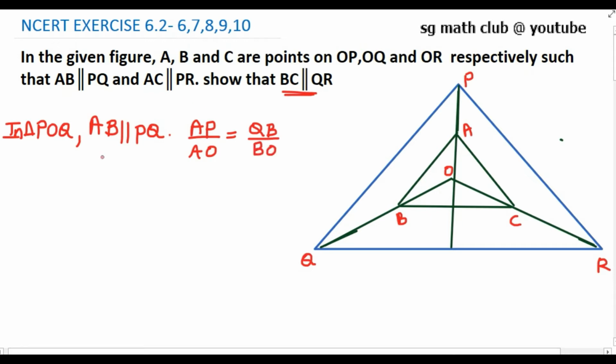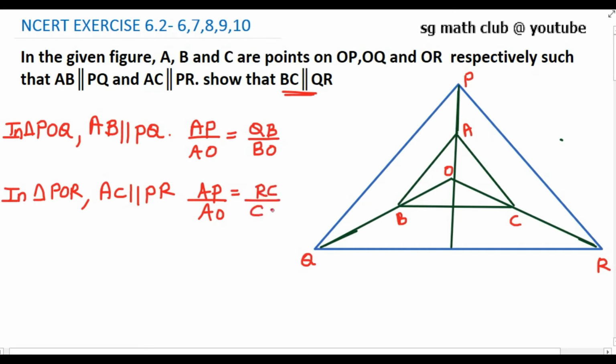In the same way, use the next condition they have given: AC is parallel to PR, which is for triangle POR. So by Thales' theorem again I can write AP divided by AO is equal to RC divided by CO. Now if you call these equation 1 and 2, the left side is equal, therefore the right side will also be equal, so I can equate the right side.